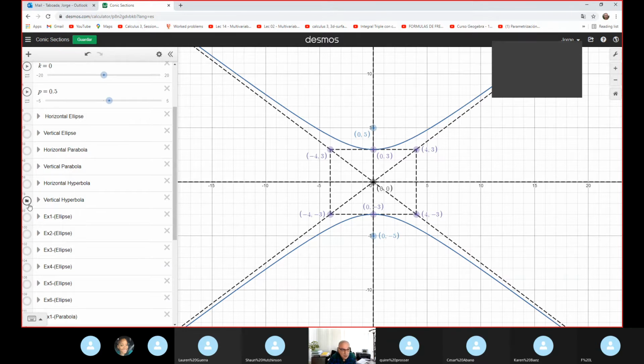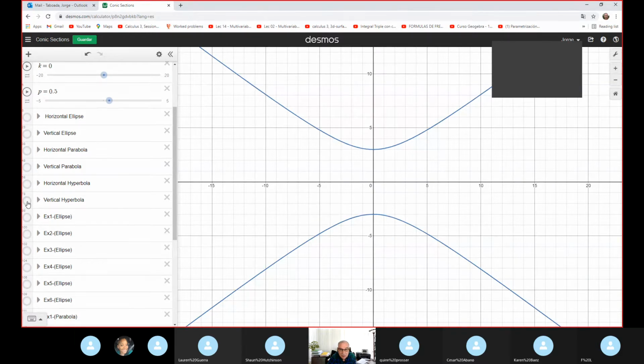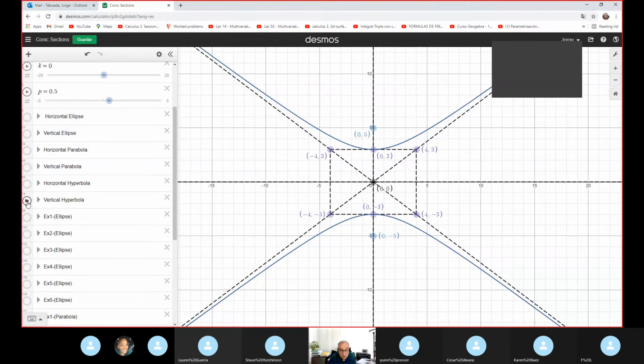Look, look, look. Let me delete that. Go on. So it doesn't change. It's no coincidence. It's mathematics. Okay? Again, center 0,0. Vertex 0,3, 0,-3. Focus 0,5, 0,-5. And the asymptotes. This distance is 4. And this distance is 3.